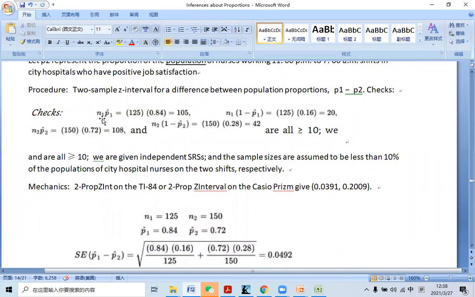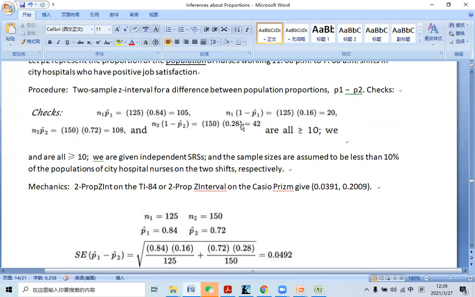First of all, you check the n times p. The n is the number of people in your sample. In the first sample, this is day shift nurses, 125. The proportion, the p, the satisfied nurses proportion, is 84%. And the result, n1 times p1, is 105. You want this number to be at least 10, equal to or larger than 10.